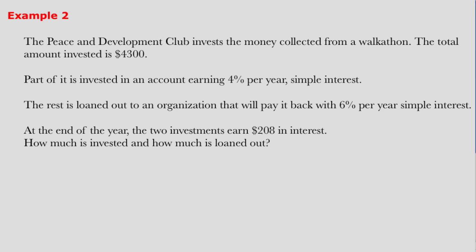Example 2 is also a really good question. The Peace Development Club invests money collected from a walkathon. The total amount invested is $4,300. Part of it is invested into an account earning 4% per year, and the rest is loaned out, and then it will be paid back at 6% per year. So really they are investing and getting an interest return on that investment. So the total that this club invests is $4,300, and the total of the interest they get back is $208. So it says how much is invested and how much is loaned out.